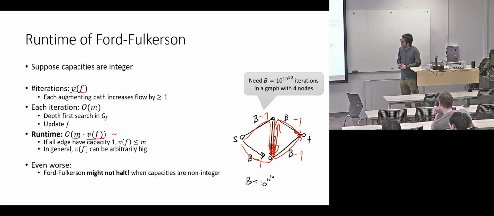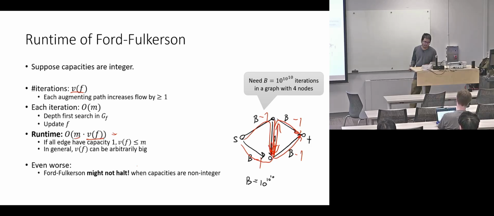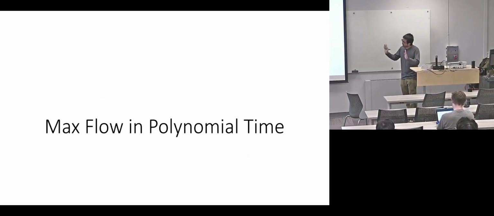And even worse, you can actually have a graph where, if the edge capacity is not integral, it might not even terminate. It might run forever. That's possible, but I might put the example at the end, and I might not prove this. Okay, so let's try to get a polynomial time algorithm.